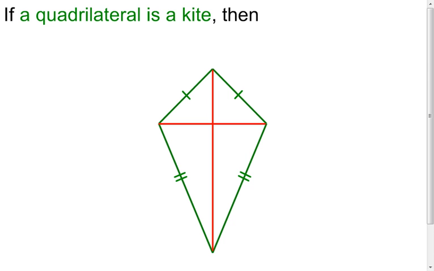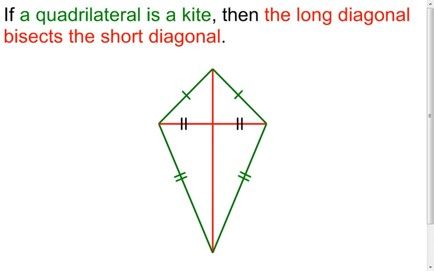Now I'm going to move on to the kites. So now if this is a kite, which when we look at it, it is because I have the two sets of distinct, congruent, adjacent sides. What do we know about those diagonals? In this case, I'm looking at the long diagonal is going to bisect the short one. And that will always happen. It's always going to be the long one.